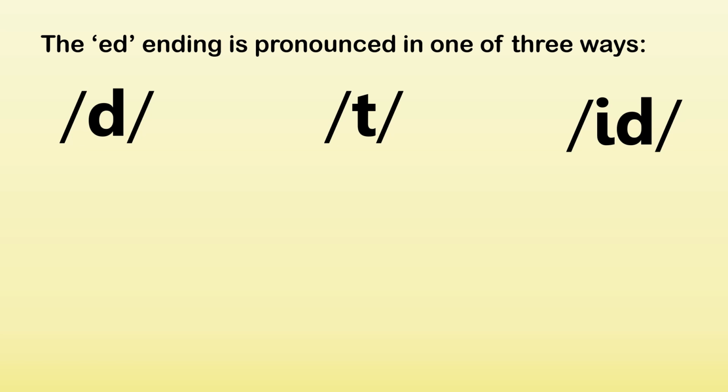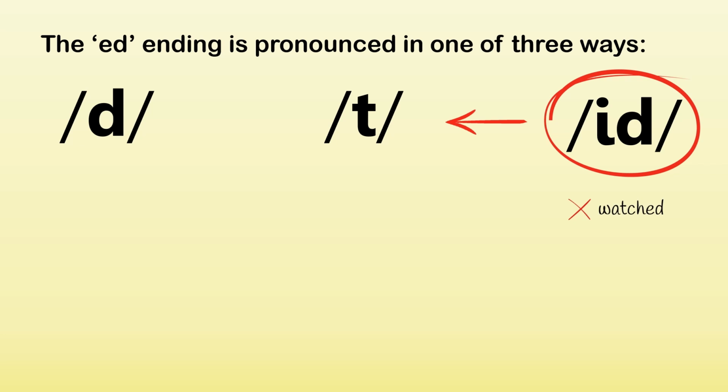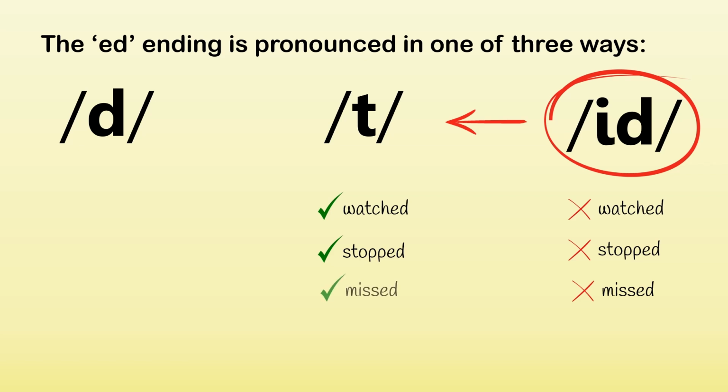It's common for learners to mistakenly use the id pronunciation for words that should end in a t sound. We don't say watched, we say watched. We don't say stopped, we say stopped. We don't say missed, we say missed.